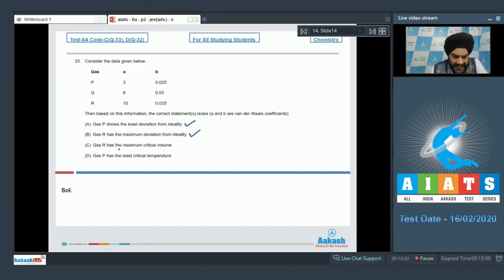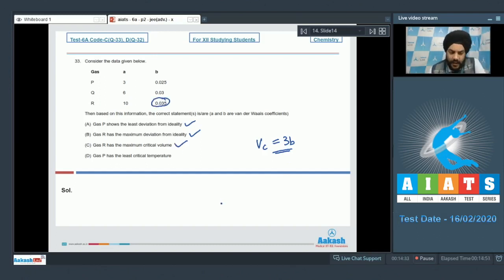If we talk about option C now, gas R has the maximum critical volume. So students, the critical volume, or Vc, is equal to 3B. So the gas which has the greatest value of B is also going to have the maximum critical volume. We can clearly see that the value of B is maximum for this gas R, so this statement is also correct.